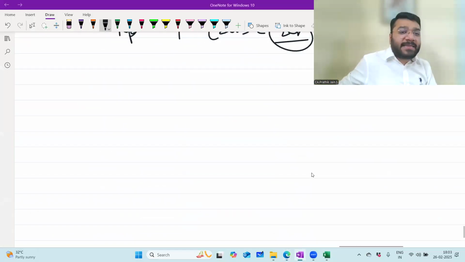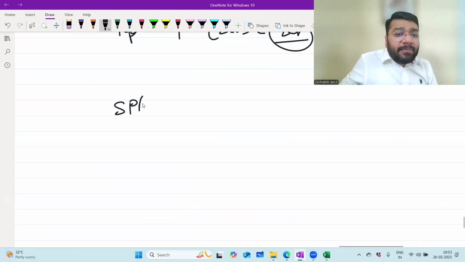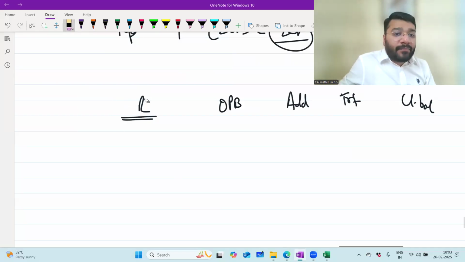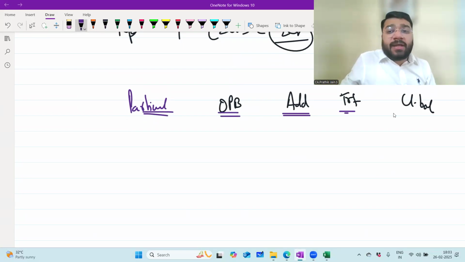Sir, now how do we present these reserves in the notes to accounts? Please understand. Let's suppose I have a security premium reserve. Now there'll be opening balance, addition, transfer, closing balance. Particulars, opening balance, addition, transfer, closing balance. This is how you have to present in the notes to accounts.